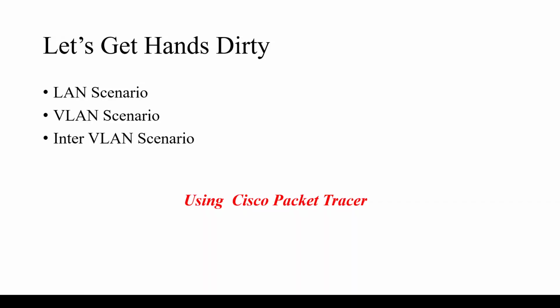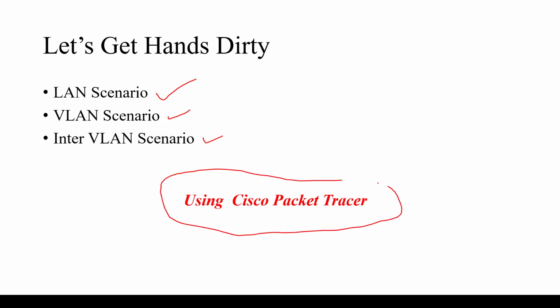So let me use my pen here. First of all, we will learn the LAN scenario. So basically, you are going to configure the LAN, then we perform the VLAN, and then we perform inter-VLAN. So you will have a complete idea about the LAN concept and VLAN concept. And we will perform these three scenarios using Cisco Packet Tracer. So let's start first of all.